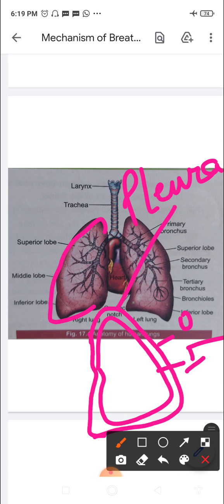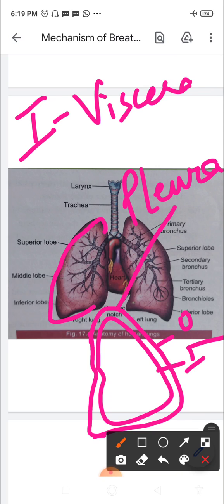The inner layer is called the visceral layer. Inner layer is the visceral layer and the outer layer is known as the parietal layer. So the inner layer, the visceral layer, adheres to the outer surface of the lung. See, this is the inner layer, known as the visceral layer. It is attached very closely to the outer surface of the lung.